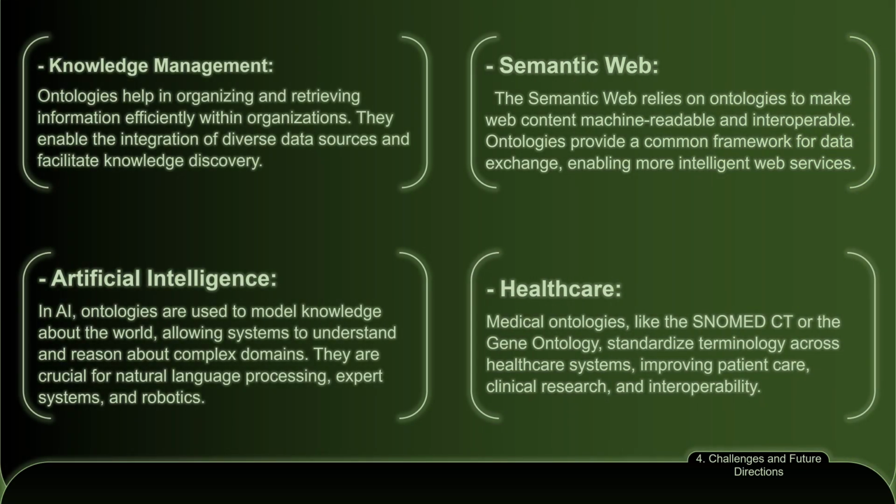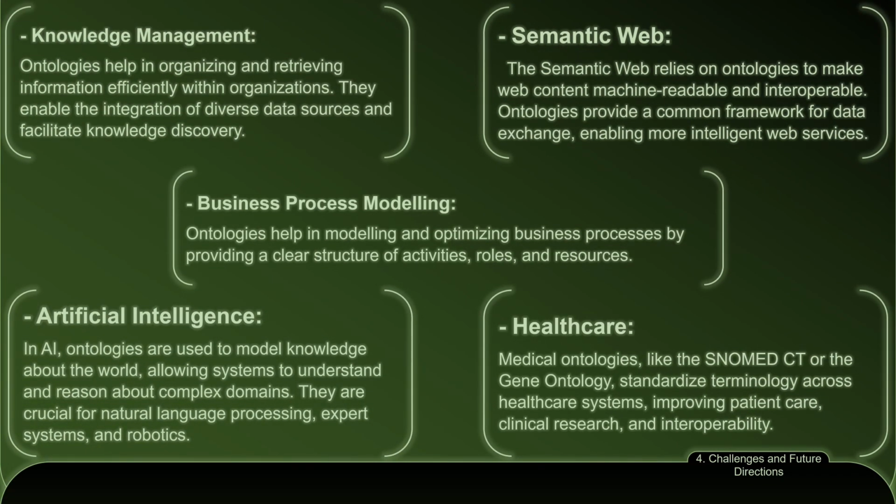Healthcare. Medical ontologies like the SNOMED CT or the gene ontology standardize terminology across healthcare systems, improving patient care, clinical research, and interoperability. Business process modeling. Ontologies help in modeling and optimizing business processes by providing a clear structure of activities, roles, and resources.